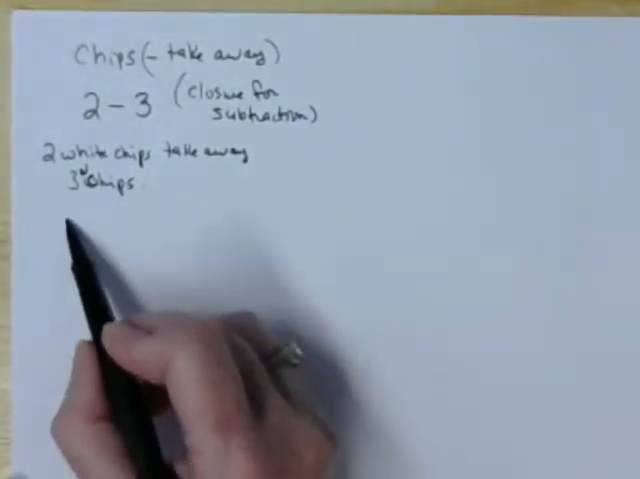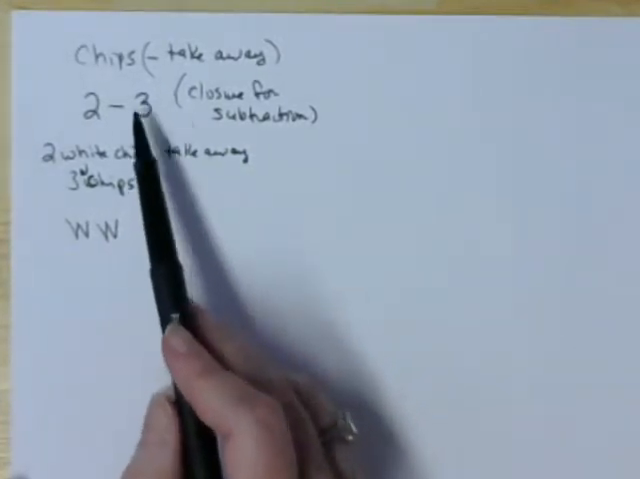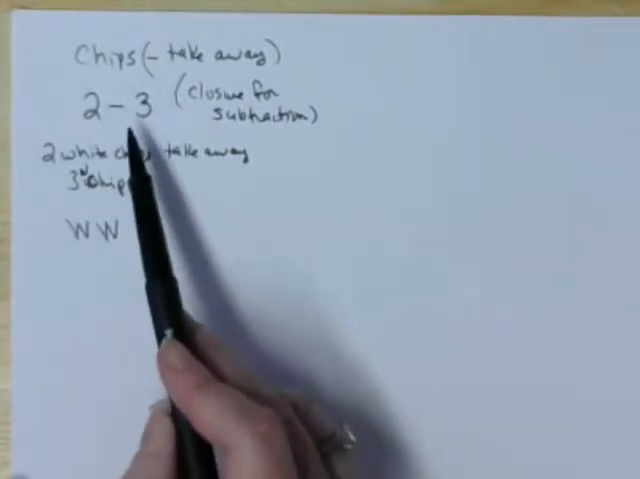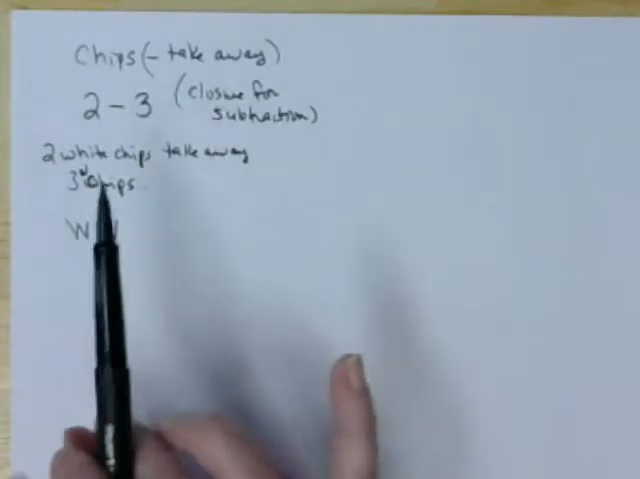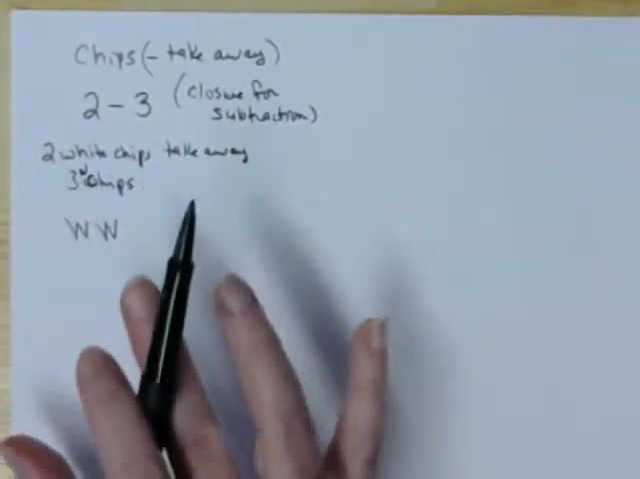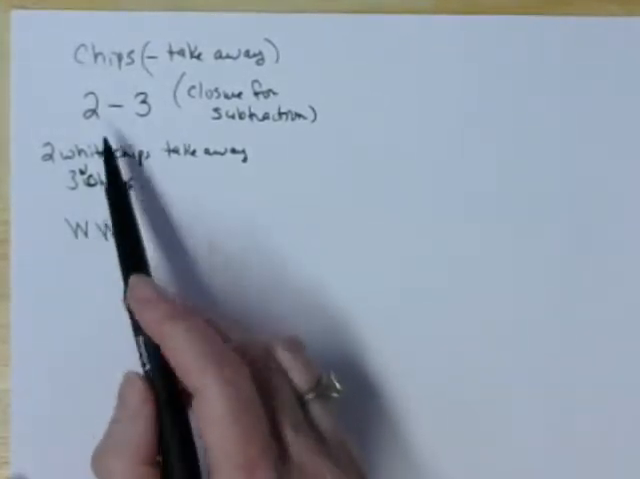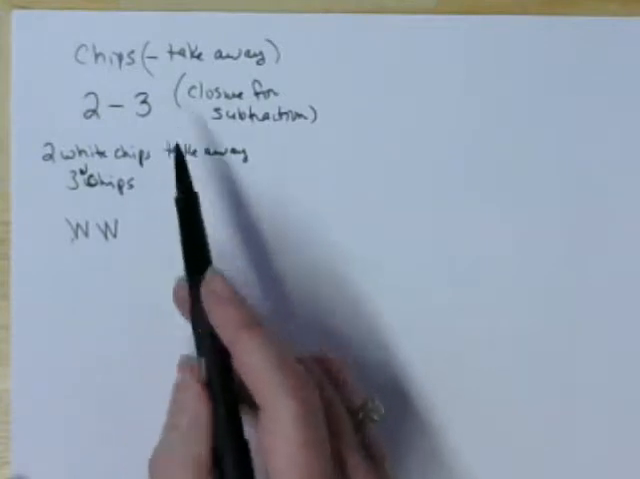So it looks like this. You start with 2 white chips, and the problem is telling us to take away 3 white chips. This is minus a positive 3. We're not going to change this to plus a negative 3 yet. We'll have them get to that after they've done it this way for a little bit so they understand why you can change that. So we do 2 minus 3. 2 white chips take away 3 white chips.